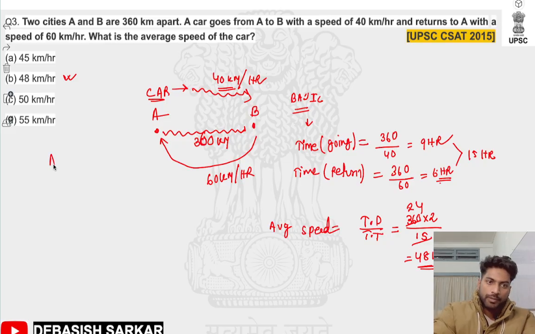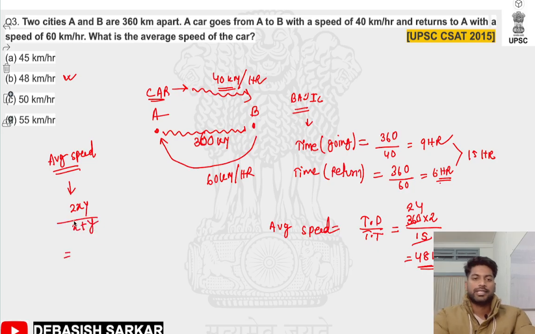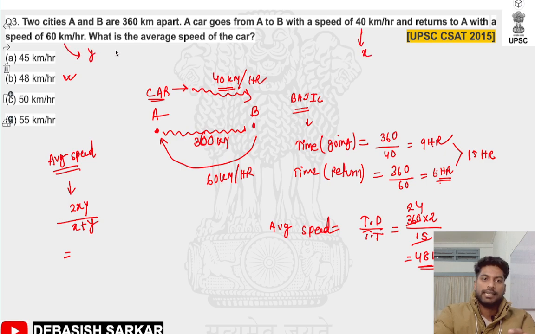But there is a formula of average speed. The average speed formula is 2xy by x plus y. Look, you must be thinking, what is x, what is y? X means you can assume any of the speeds, and y means you can assume any other speed. To solve by this formula, you don't need the distance. Without having the distance, you can solve the question.